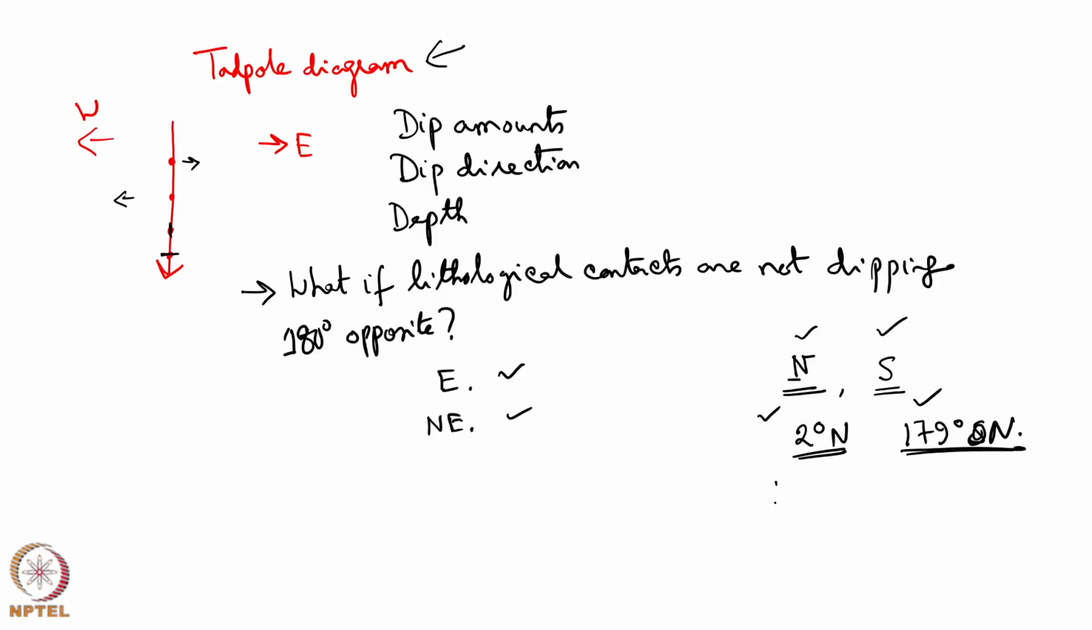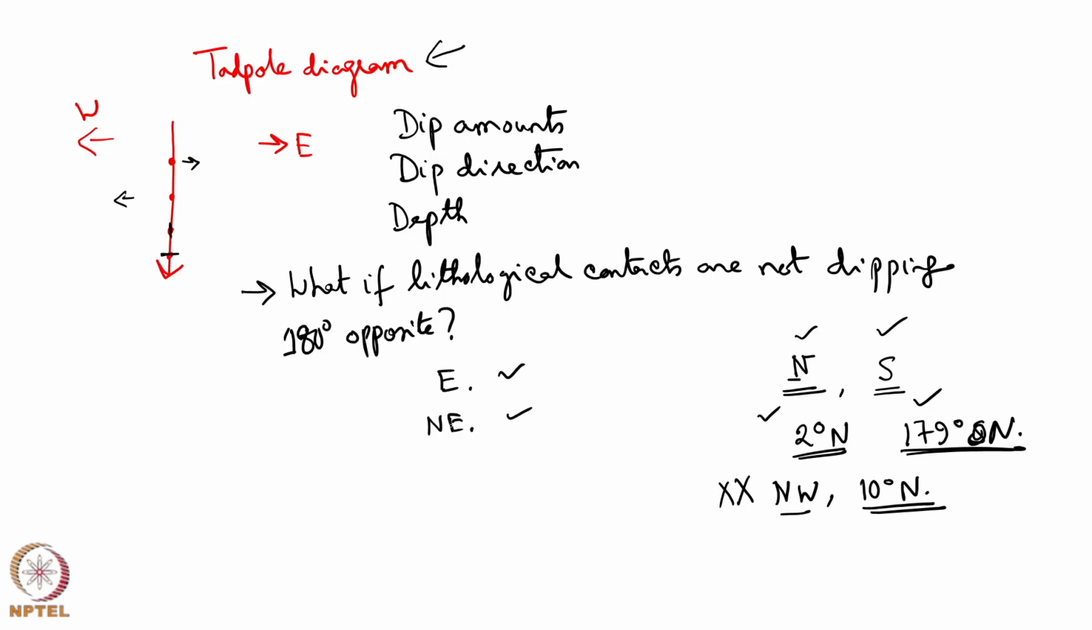But we cannot present data, for example, of a northwest dipping lithological contact, and going vertically down you come across a 10 degree north dipping lithological contact. So in these cases we cannot use the tadpole diagram. We will see once we take some data set and create a tadpole diagram.